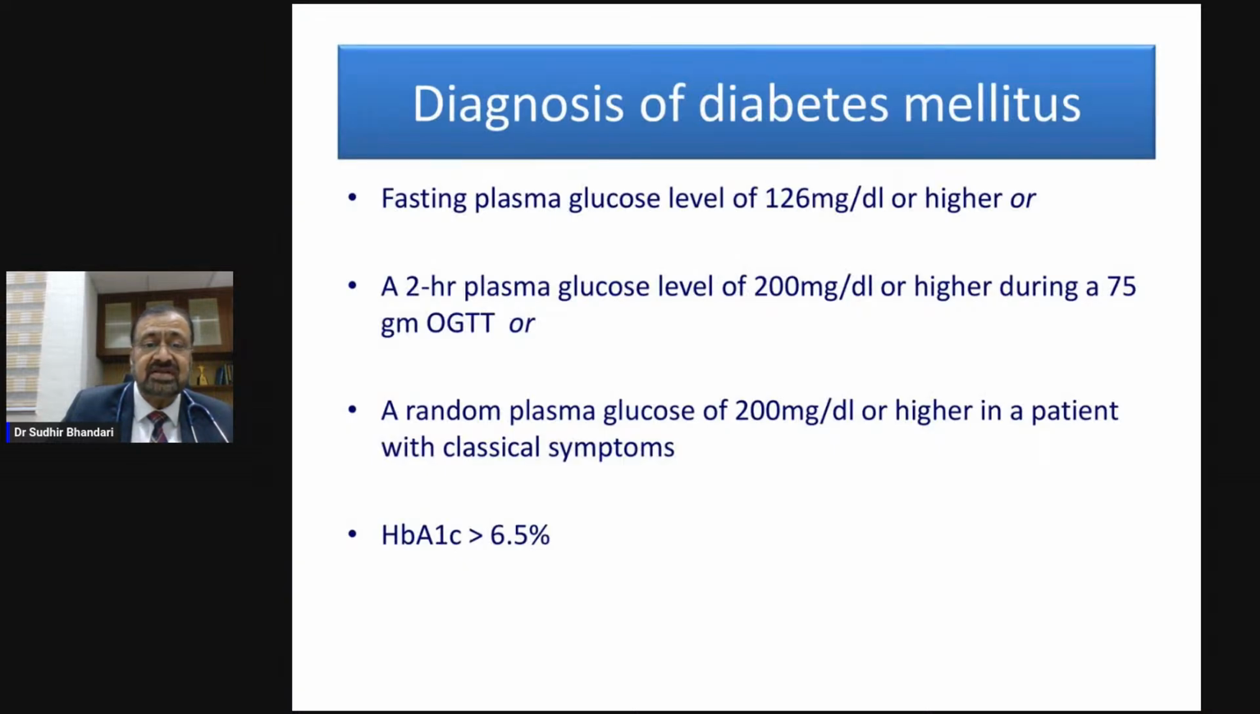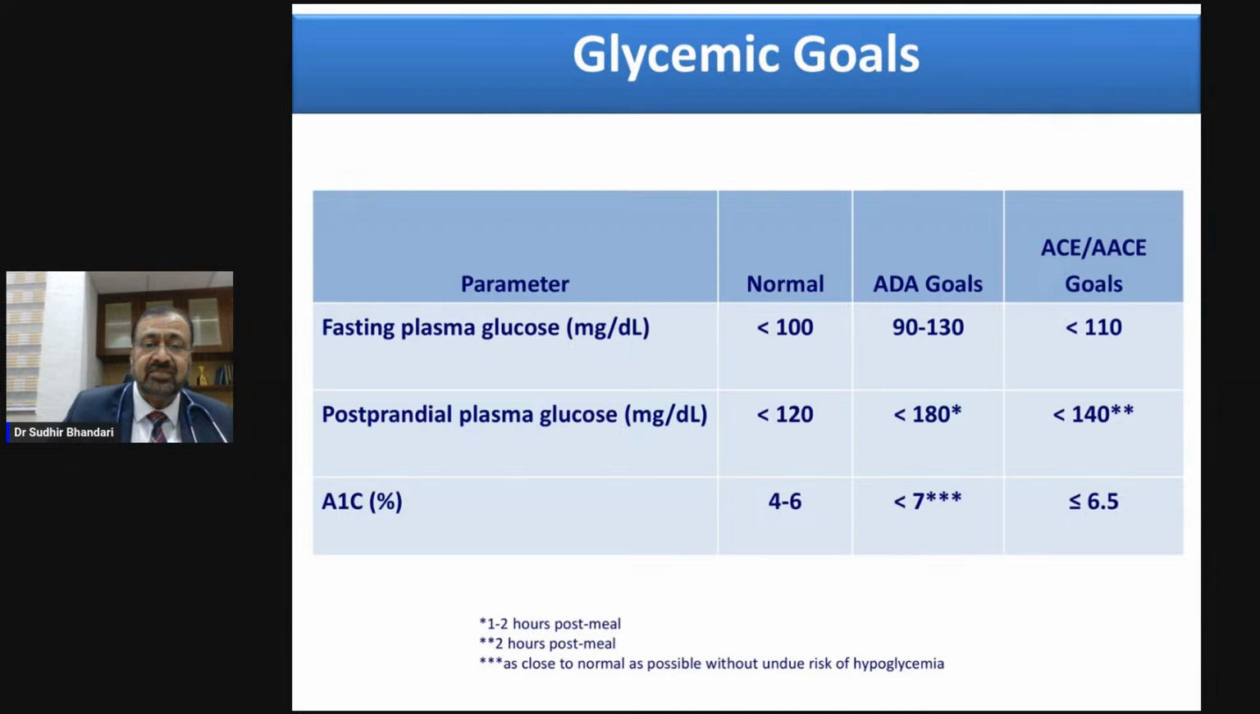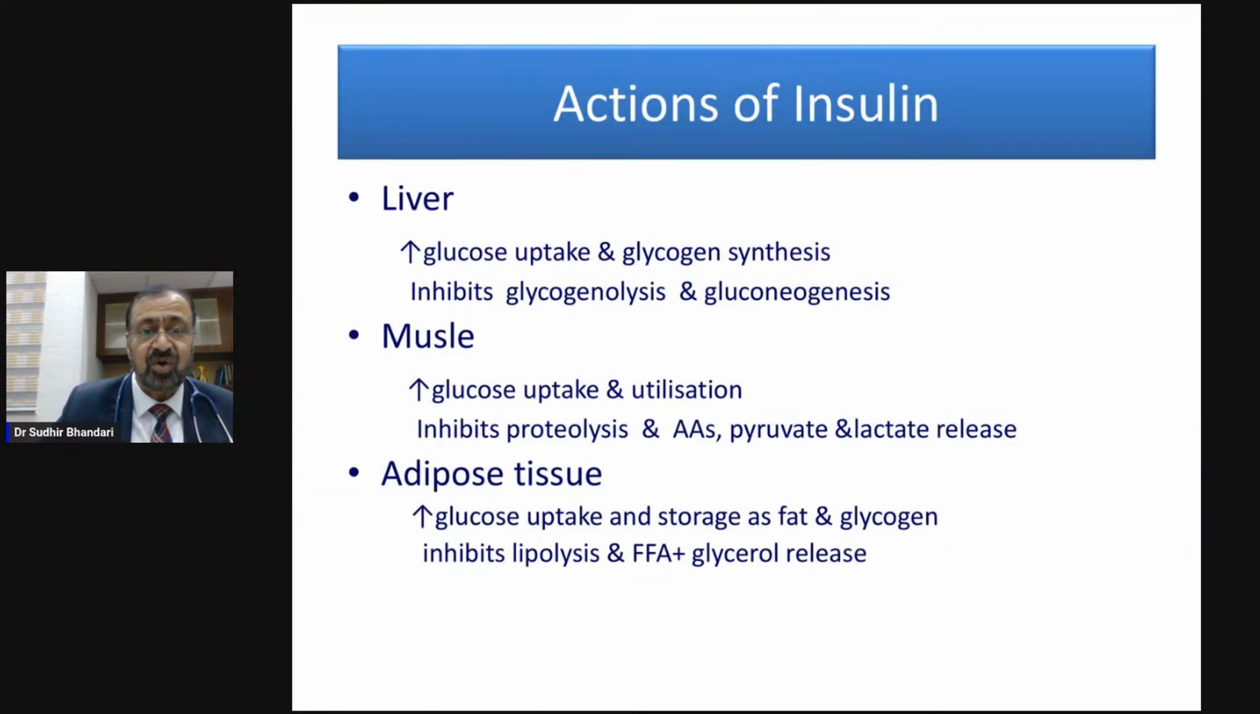And you know what is the diagnosis of diabetes. I need not repeat. When fasting sugar is above 126 and post meal sugar is above 200, we call it diabetes. You know about it. This is the diagnostic criteria of diabetes as per ADA: 90 to 130, more than 180, and HbA1c more than 7, which is very important.